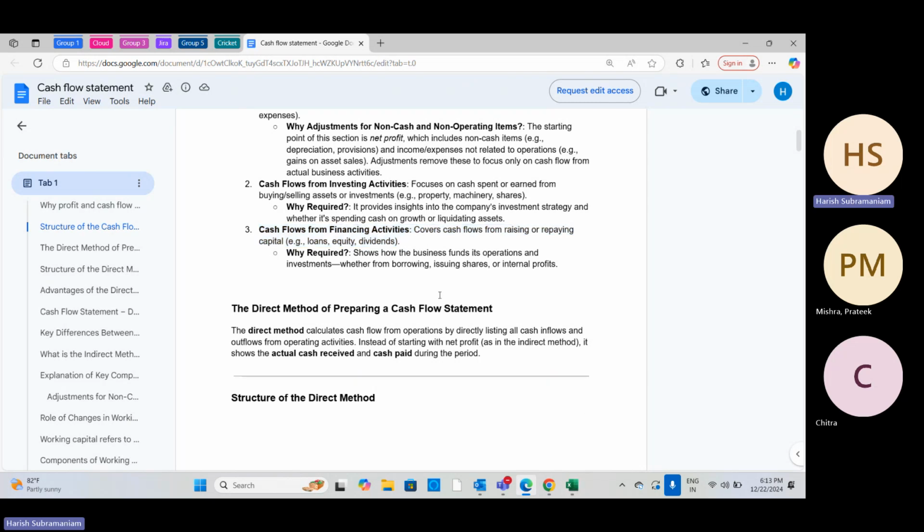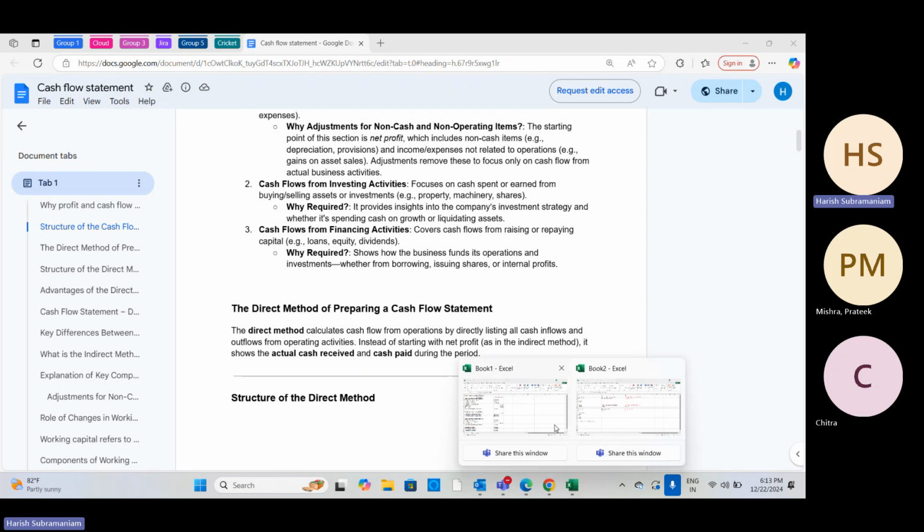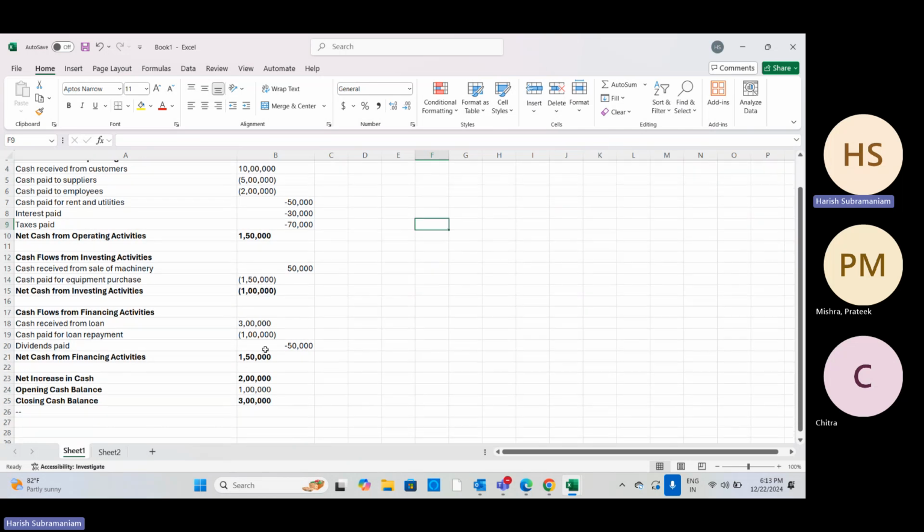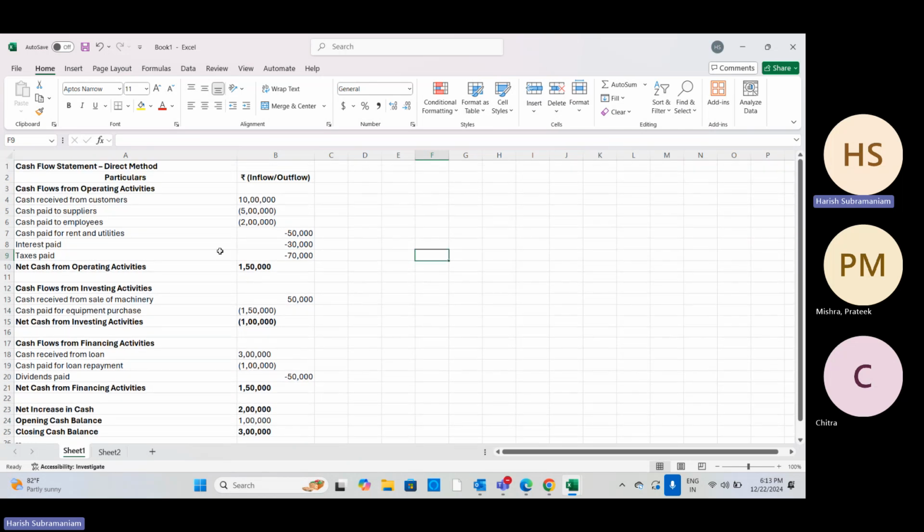Okay. So now there are two ways of preparing the cash flow statement. One is the direct way and one is the indirect way. So the direct way, we'll just look at the direct way. Direct way says, okay, what is the amount of cash we have actually received? What is the amount of cash that is gone? And what is the amount of cash that is left in the business? So this is basically a direct way.